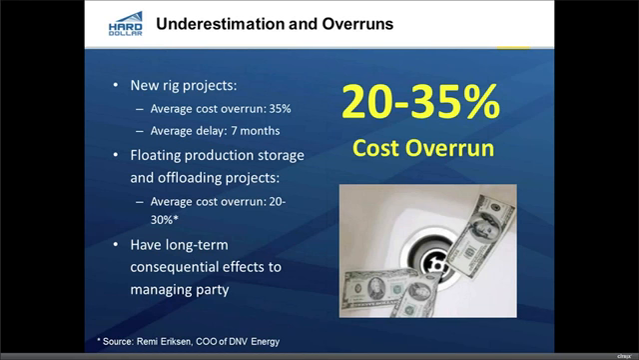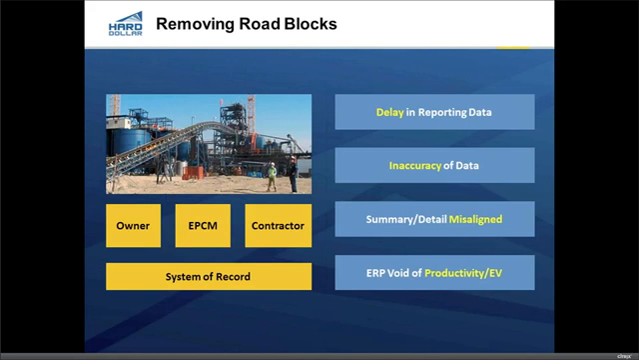So new rig projects, the average cost overrun in the study was 35% over, with an average delay of 7 months from plan. Floating production storage and offloading projects had an average cost overrun of 20 to 30%, and then of course long-term consequential effects. So once again, that's all fine and dandy, but how do we understand if there's such a big problem? How do we get our hands around this a little bit better so we can reduce that number and not have these excessive overruns?